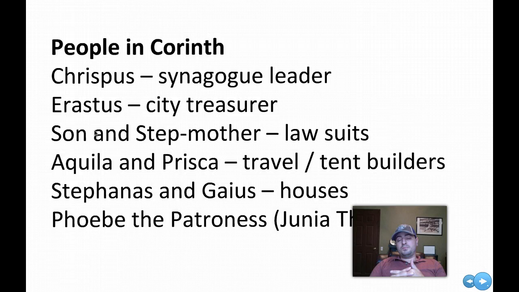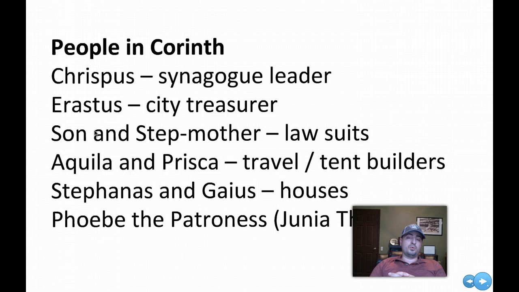And it looks to me like they met in the dining rooms because there are so many churches mentioned in Romans 16 that it just looks impossible for there to be 100 people in every single place. It's much, much more likely that the church meetings were very small. But Stephanus and Gaius had to be wealthy to support the church.